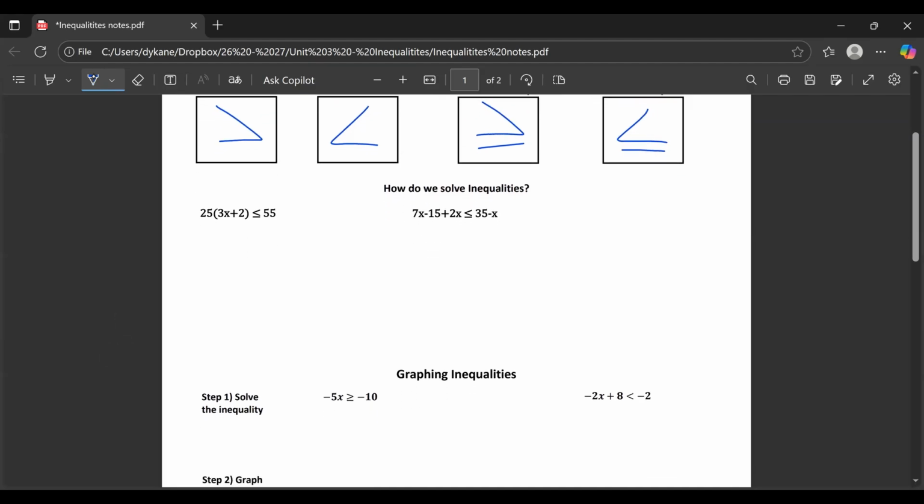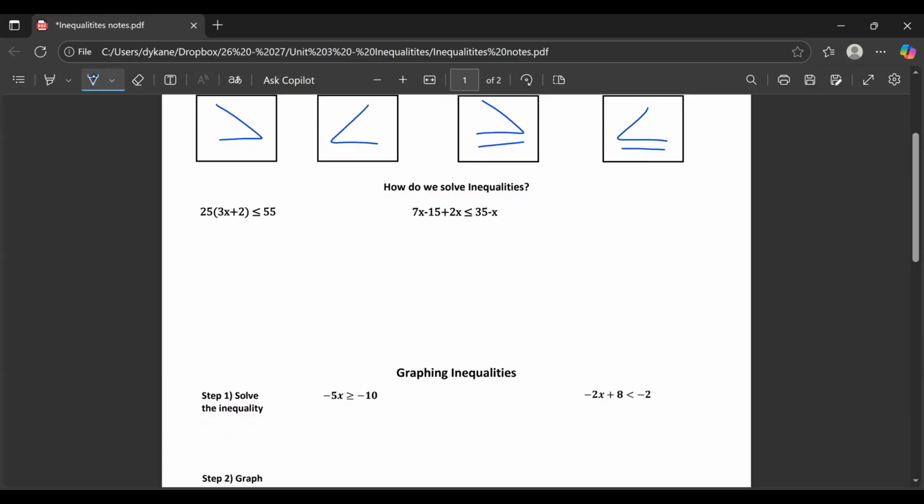So now let's look at how do we solve them, right? We learned how to solve equations. So now how do we solve inequalities? Well, the same as equations. So all those same steps that we learned for solving equations, that's what we're going to use to solve inequalities, except when the variable term is negative. Okay, and we'll talk about that in just a second.